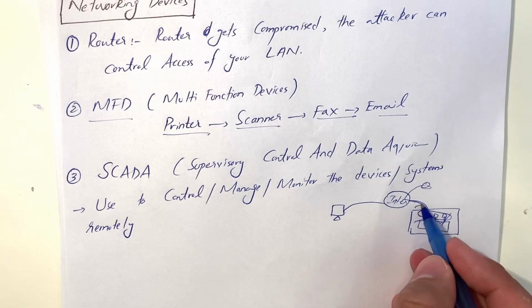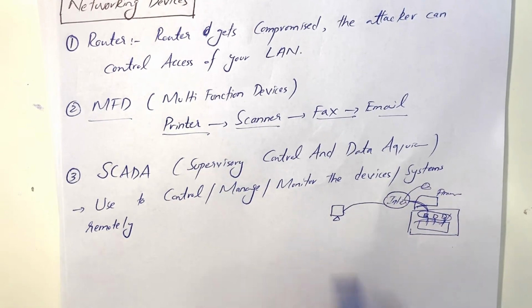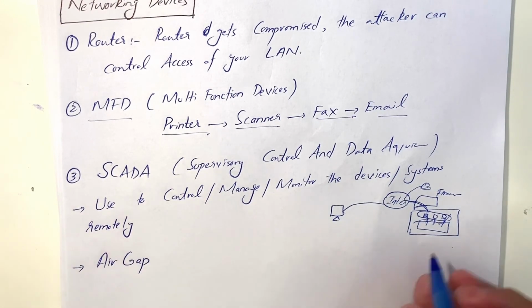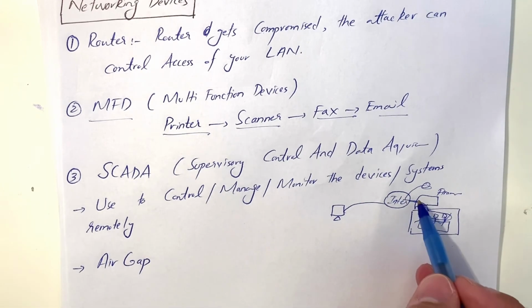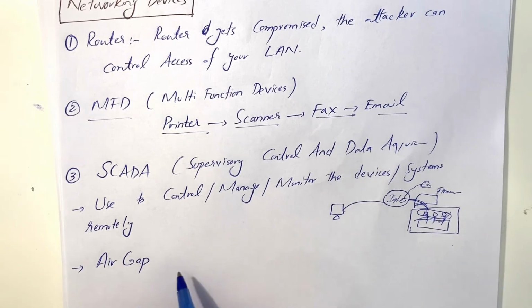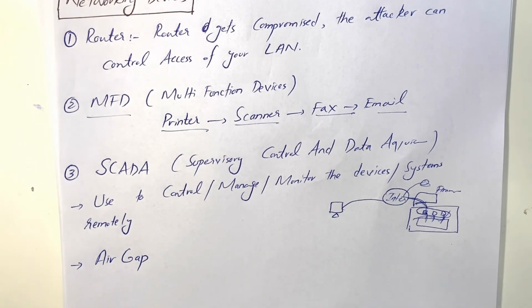So in order to protect that SCADA system, they use a special kind of firewall, and that firewall is called an air gap, which separates the SCADA devices from the internet. Everything basically gets filtered out when it gets to the SCADA system. So that's basically a kind of firewall which separates the SCADA system from the internet.